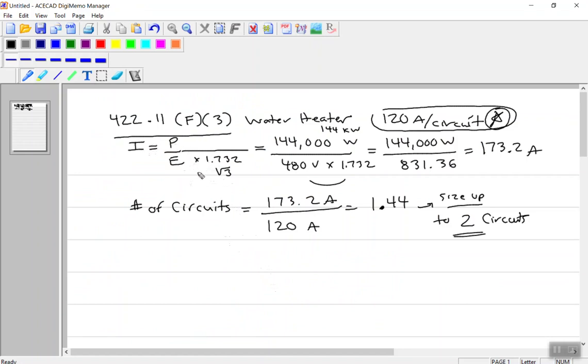So once again, that's where that square root of 3 comes from. I is equal to P over E times square root of 3. Multiply it all out to get the bottom: 480 times 1.732 gets the 831. Divide the two numbers, power divided by the voltage, gives 173. And then your 173 divided by 120 gives 1.44, size up to 2 circuits.